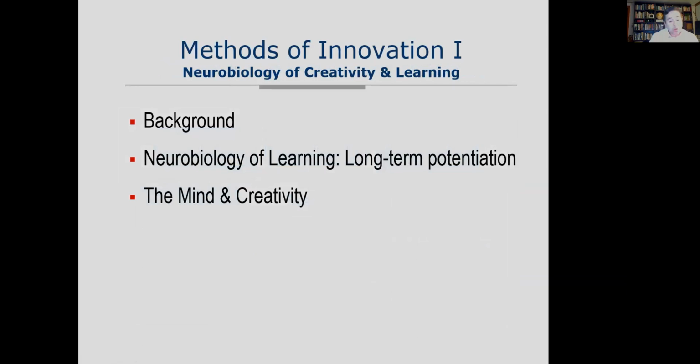So now let's go into today's lecture, which is on the neurobiology of creativity and learning. And we'll talk about three parts: some background of neurobiology. Then we'll talk about the actual neurobiology of learning, in particular a concept called long-term potentiation. Many of you in your answers talked about review and writing down, and those techniques of learning are very related to how the brain learns and the neurobiology of learning. And then we'll talk a little bit about the mind and creativity.